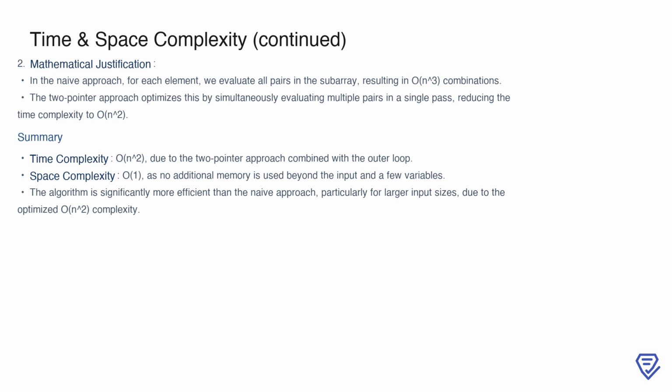In summary, the algorithm achieves a time complexity of O(n²) due to the combination of the two-pointer approach and the outer loop. The space complexity remains O(1), as no additional memory is used beyond the input and a few variables. This optimized O(n²) complexity makes the algorithm far more efficient than the naive approach, particularly as the input size increases.